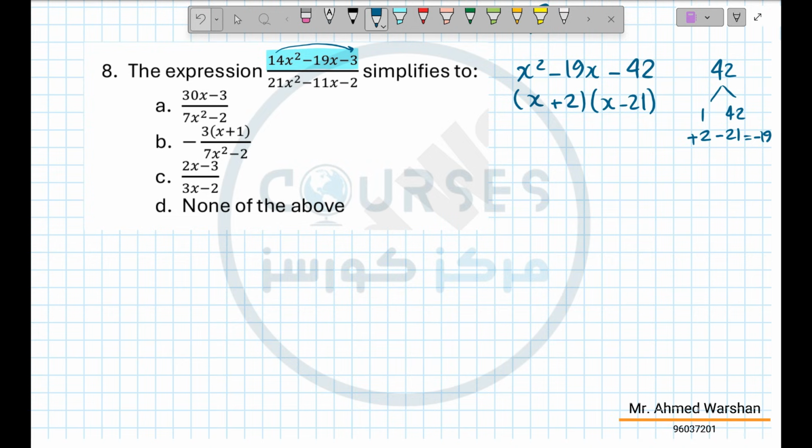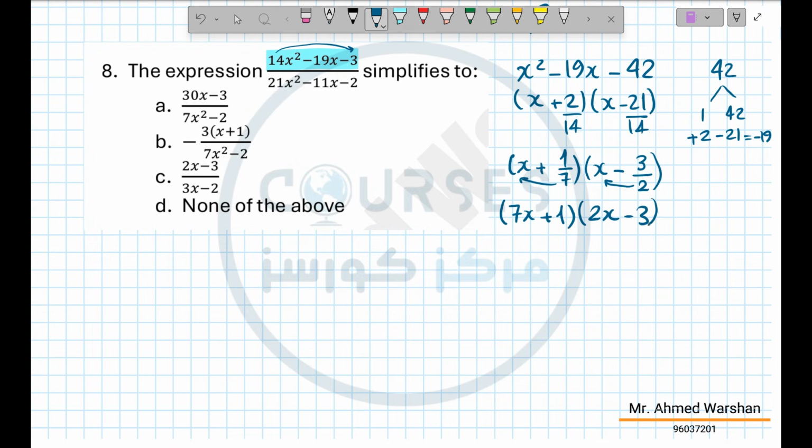Don't forget, if you slide, you need to divide. So we're gonna divide this by 14, the same 14 we multiplied by at the beginning. Divide this by 14. These can be simplified. If you divide by 2, it's gonna be x plus 1 over 7. These can be simplified. If you divide by 7, it's gonna be x minus 21 divided by 7 is 3. 14 divided by 7 is 2. Now bring the denominator with the x. So 7x plus 1 and 2x minus 3. All of that we're just doing the numerator.